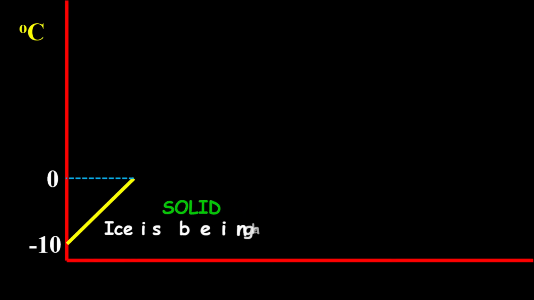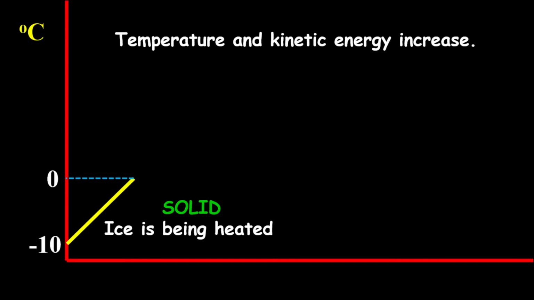Now let's look at the graph. Let's look at our same ice at negative 10 degrees Celsius. Again, it will move to a change in temperature to 0 degrees Celsius, but also remember that this is still a solid. So the only thing happening is that the solid water is being heated. In other words, ice is being heated. Since there is a change in temperature, there must be a change in kinetic energy. Temperature increases, kinetic energy will also increase.